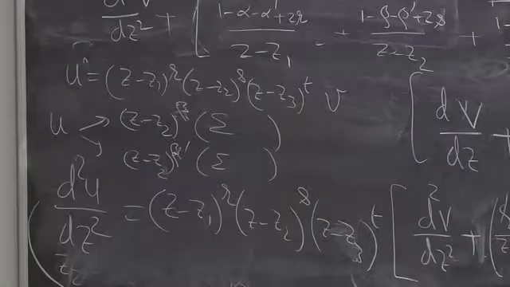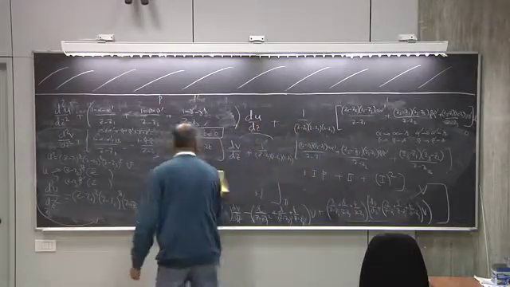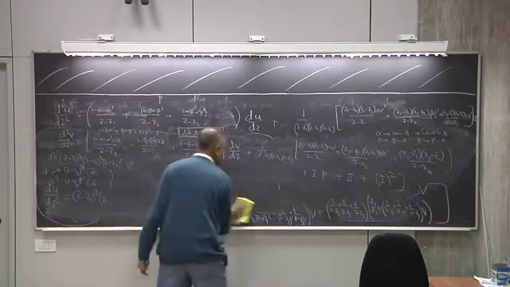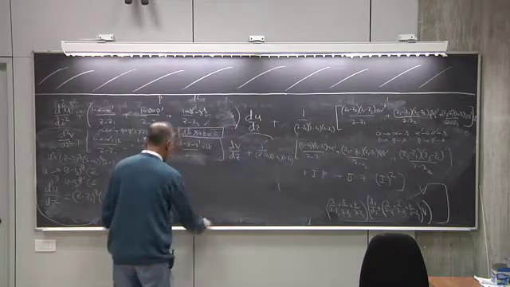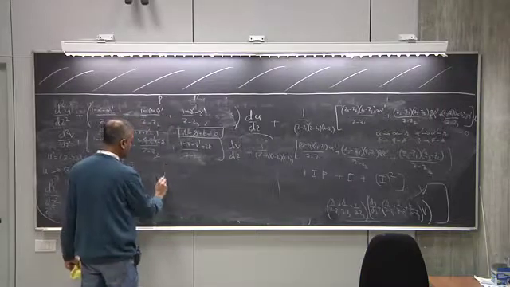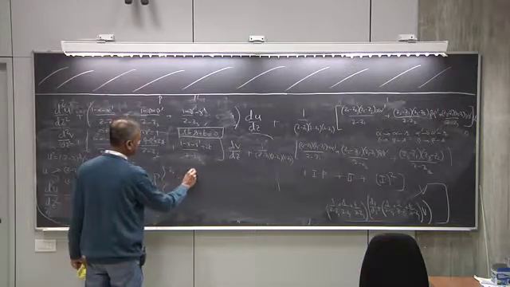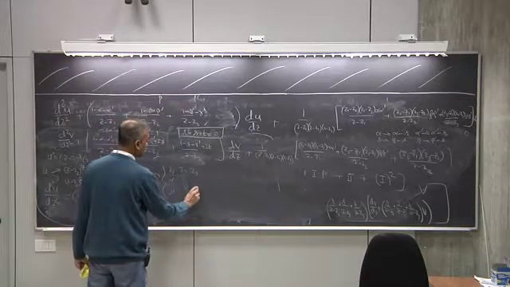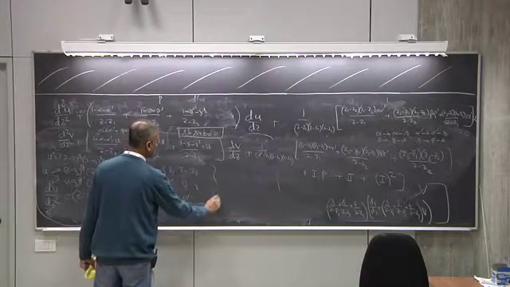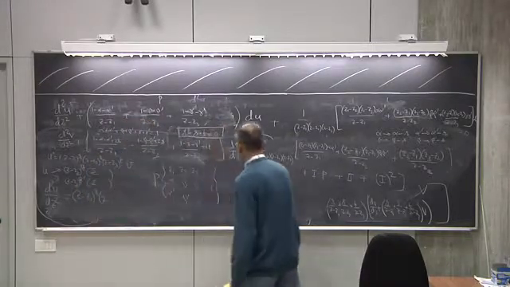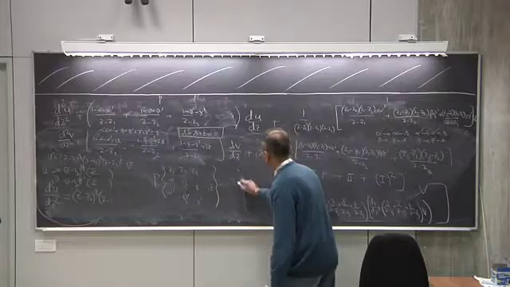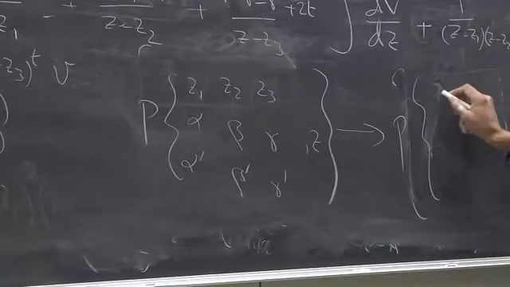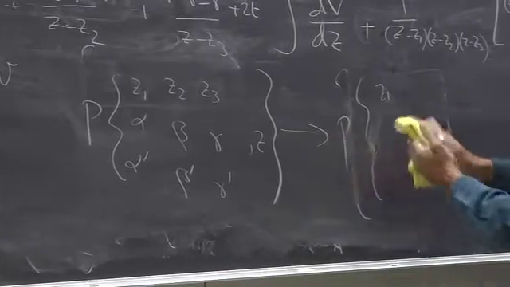Okay, so the conclusion, if you accept this, is that by such a transformation you are changing the symbol P, z1, z2, z3, alpha, alpha prime, beta, beta prime, gamma, gamma prime, z. You are shifting it to P, z1, I mean shifting, so let me write it like that.